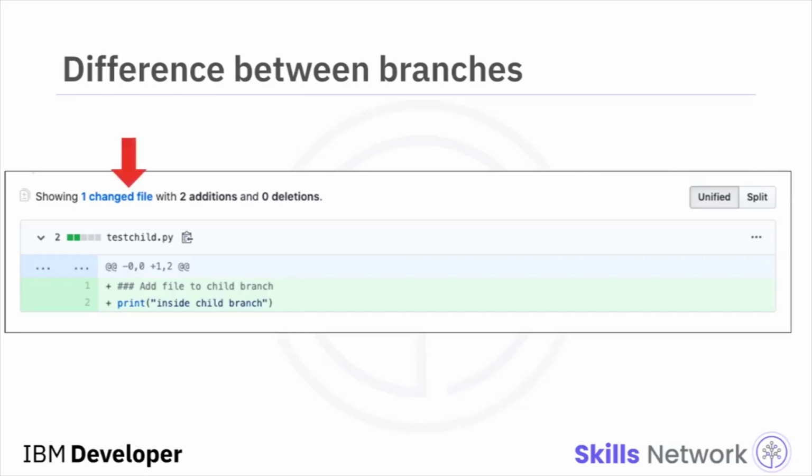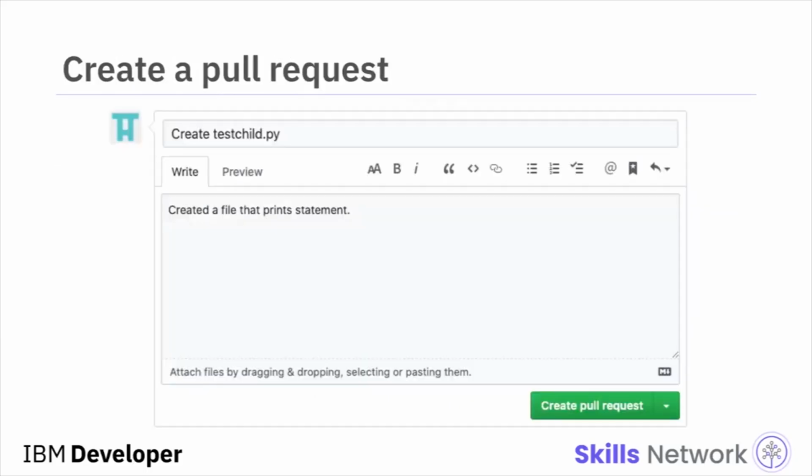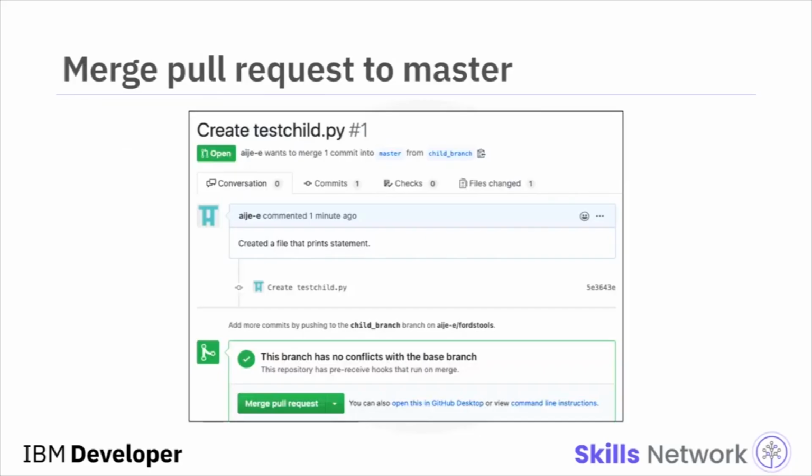It shows one file has changed and the file has 2 additions, the 2 lines you added to the file with 0 deletions. You will now create the pull request. Add the title and an optional comment. Click Create Pull Request. The next screen will show the details of the pull request, and if you are okay with the changes, click Merge Pull Request and then click Confirm.